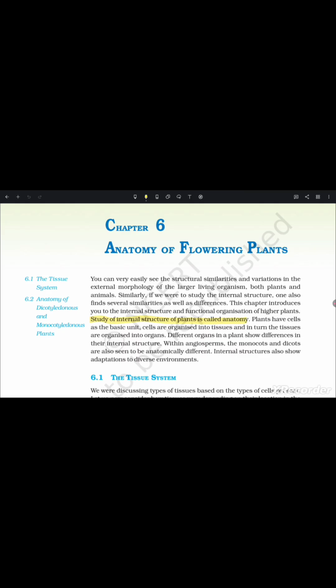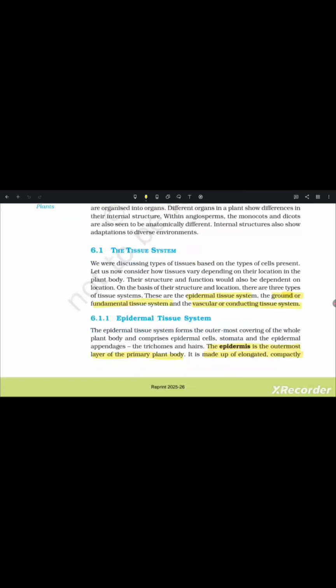Study of internal structures of plants is called anatomy. Plants have cells as the basic unit. Cells are organized into tissue, and in turn, the tissues are organized into organs. Different organs in a plant show differences in their internal structure. Within angiosperms, the monocots and dicots are also seen to be anatomically different. Internal structures also show adaptations to diverse environments.